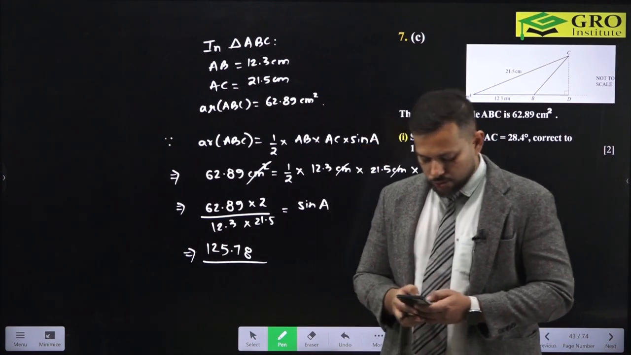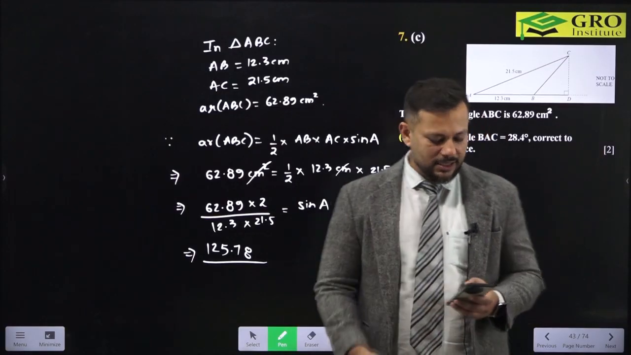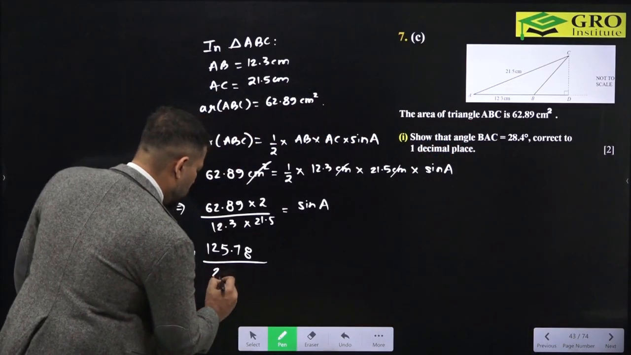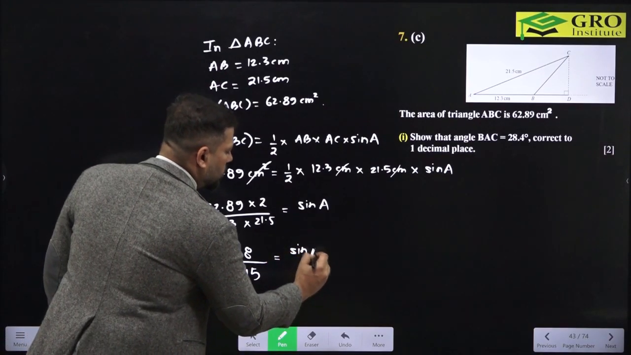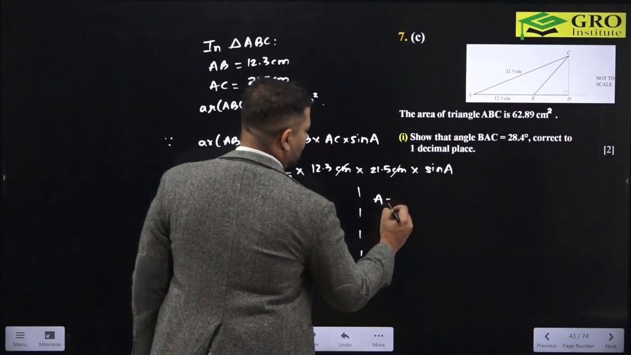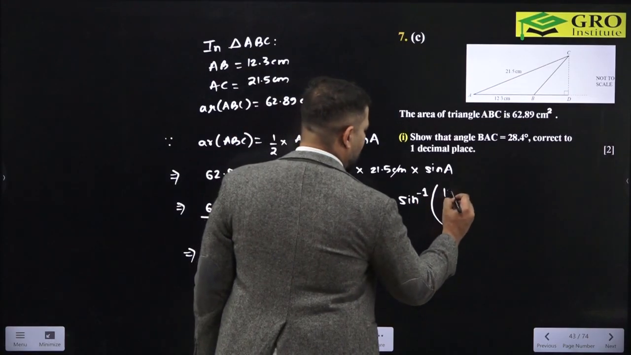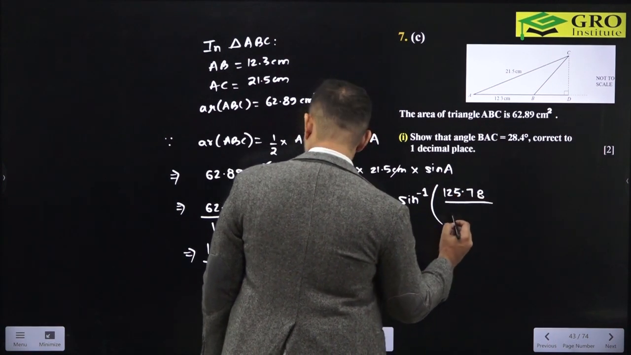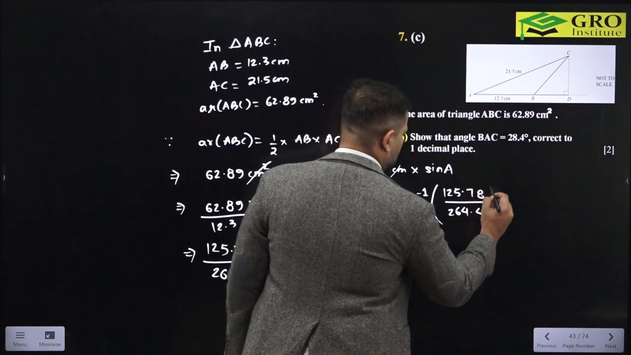So that is 12.3 multiplied with 21.5, that is resulting into 264.45. Let us write it. 264.45 is equal to sine A. So if it is the case, we can find out the value of angle A by taking the sine inverse of 125.78 divided by 264.45. Let us quickly solve it, guys.